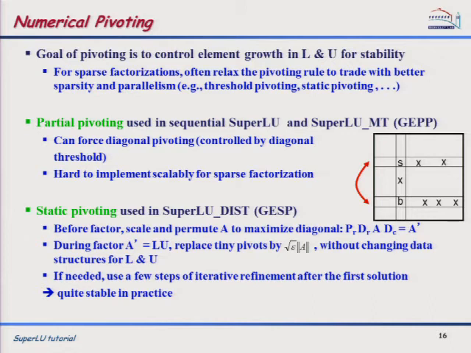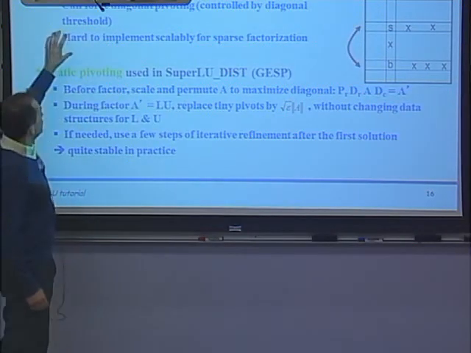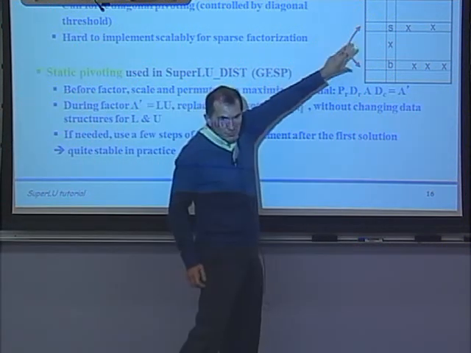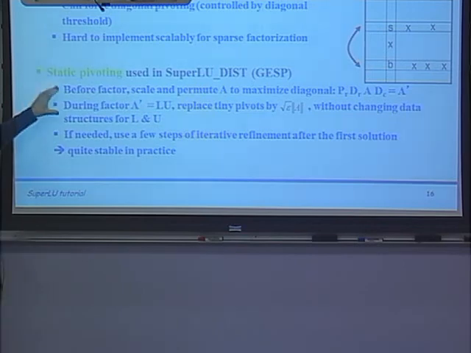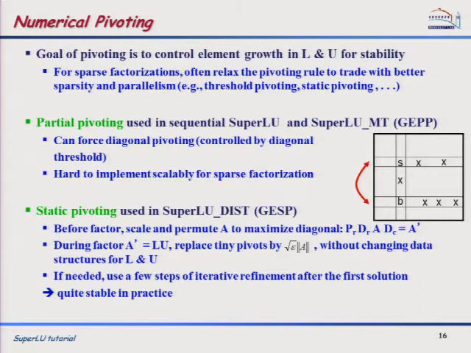Okay? So that's one of the reasons that the sequential version of SuperLU and the multi-threaded version of SuperLU actually do the partial pivoting, right? But not the distributed version of SuperLU. The distributed version of SuperLU uses a static pivoting strategy, which, before the factorization, tries to do these permutations to see if we can look ahead and control the sparsity and also the numerics that are going to happen before.